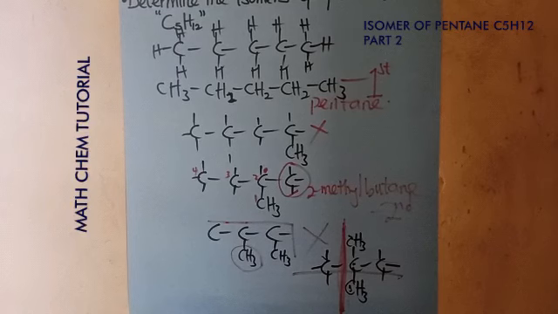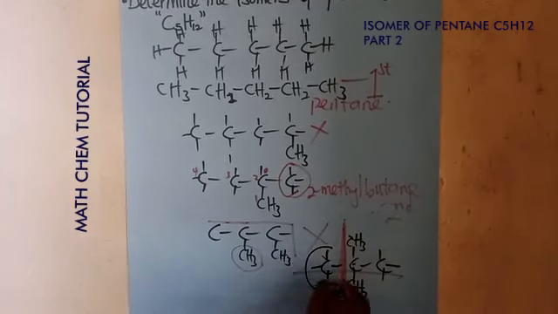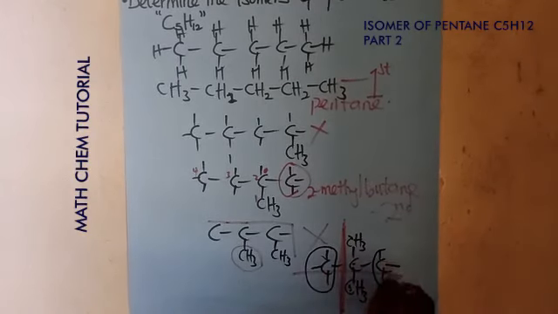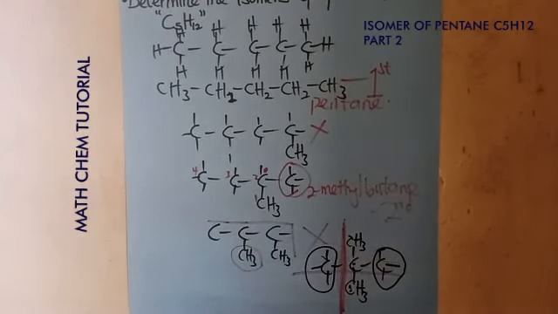Substituent can be methyl, ethyl, anything apart from hydrogen is a substituent. So this happens to be our substituent CH3. This one is our substituent CH3. Please, I did not put the hydrogen because of time, so assume that hydrogen atoms are there. Now let's name this.